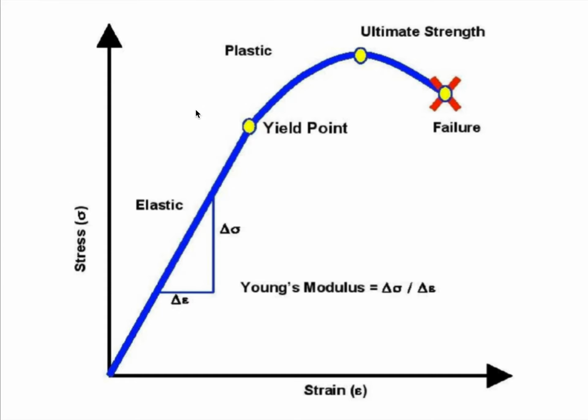So when we look at the elastic portion, we use the stress divided by strain, which is the slope of this line. You can see the slope is pretty consistent from here to here. In the elastic portion, the Young's modulus is a constant number.